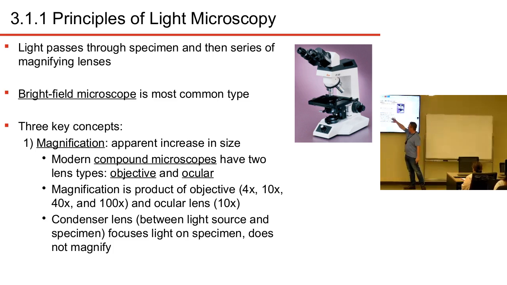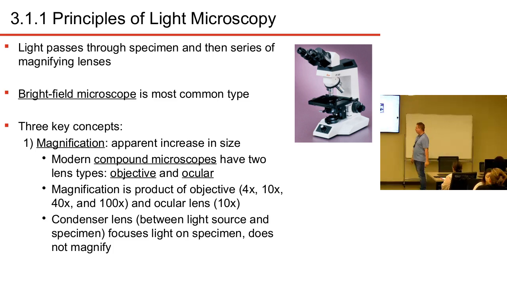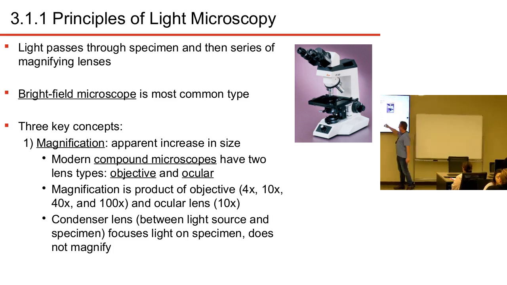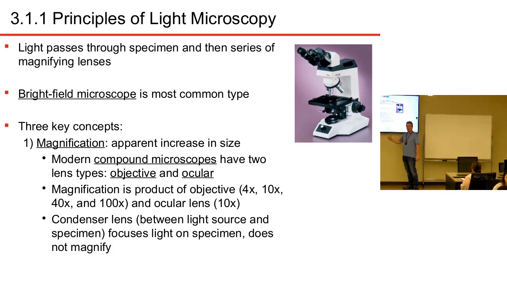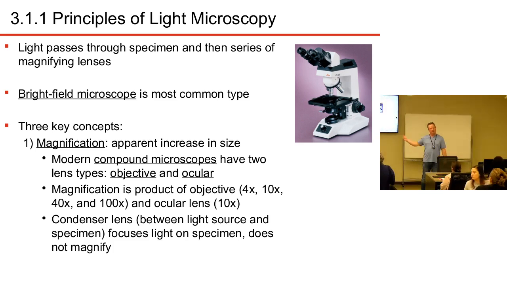And the oculars are always 10. You can go out and modify these. They have different ones out there that you can buy. But ultimately, to figure out what the true magnification is, we multiply them together. So if you have an ocular of 10 and you're using the 10x objective, then your actual true magnification is 100x. 10 times 10 equals 100.